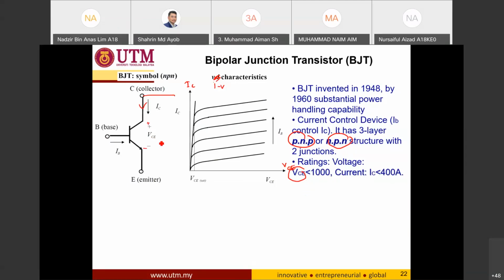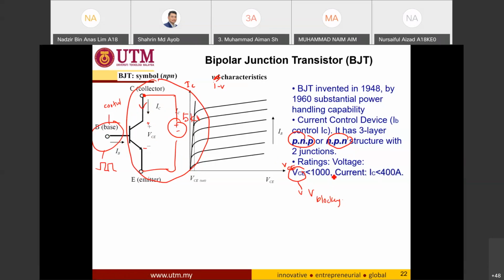This circuit is actually the power circuit here. You are connected to a high voltage, for example maybe 5 kilovolt, so this is the high power system. And this one is the control signal. This control signal comes from the microelectronics, your microprocessor, which will give the signal whether it is turned on or turned off. But this side, the C and E, is connected to the power circuit. So VCE here is the blocking voltage. So what is the rating of the blocking voltage? The current here is the maximum current that can flow during turn-on of this BJT. So if your application has current flowing higher than 400, then you cannot use a BJT.